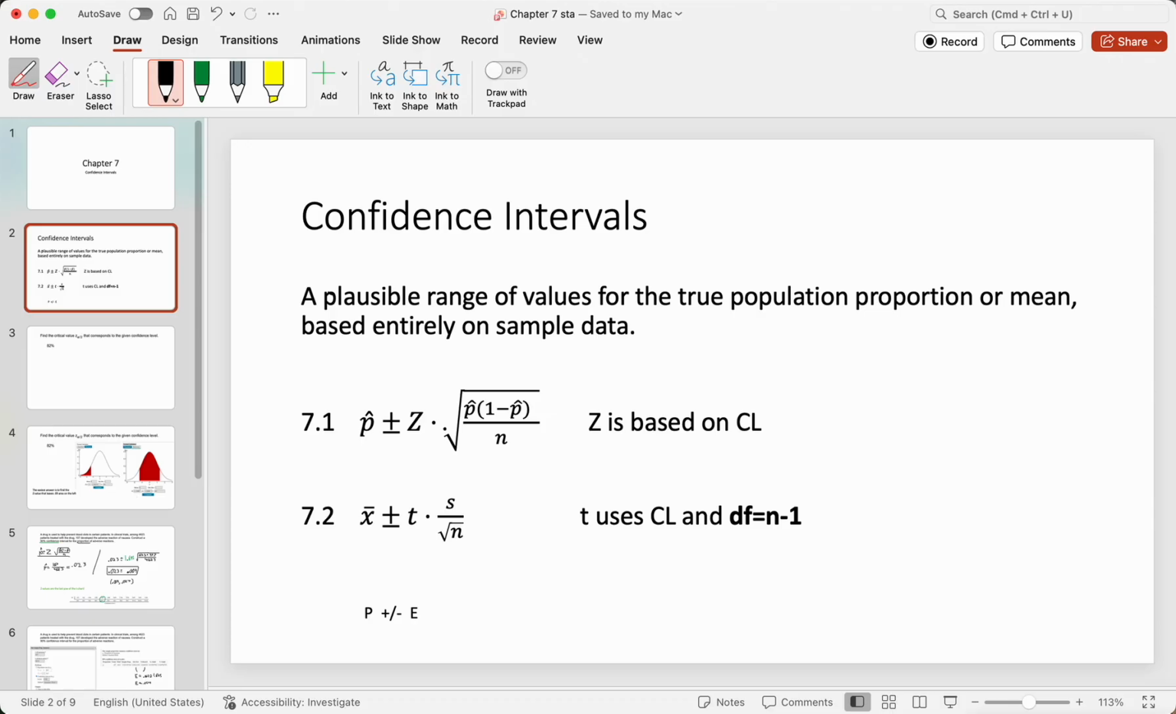Now, the other thing about this entire margin of error is it's split between your critical z or t value and what we call the standard error. Those two things form your margin of error. So ultimately, it's the point estimate plus or minus some margin of error. It's going to be symmetric around that point estimate because you're subtracting some amount and adding the same amount to it.